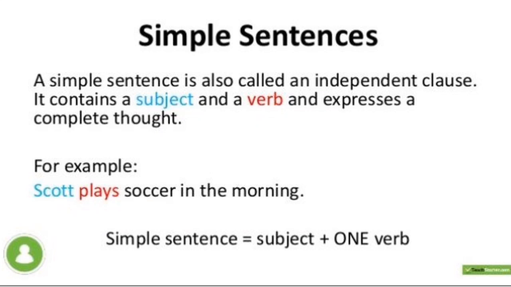For example, Scott plays soccer in the morning. It's a complete thought. It's conveying a complete sense. Scott is the subject, plays is the verb, and it's conveying a complete sense. So we can say that this is a simple sentence. A simple sentence is equal to a subject plus one verb.